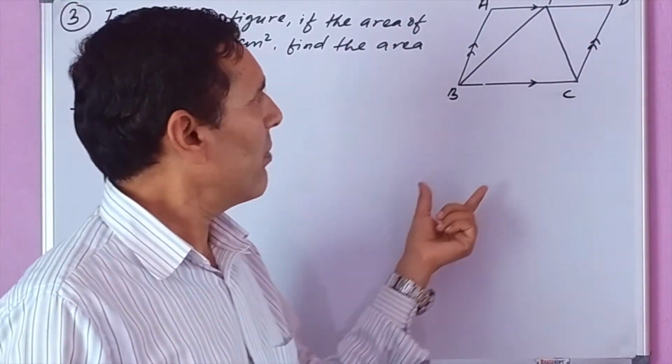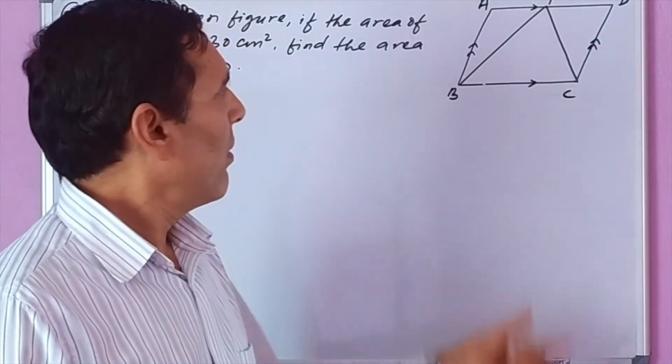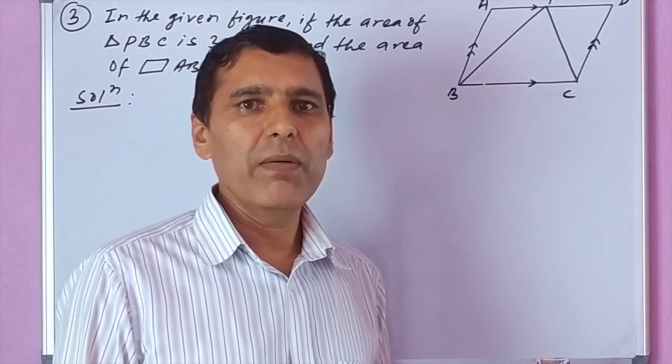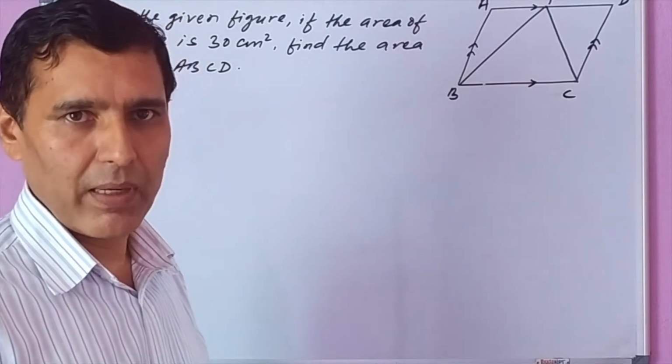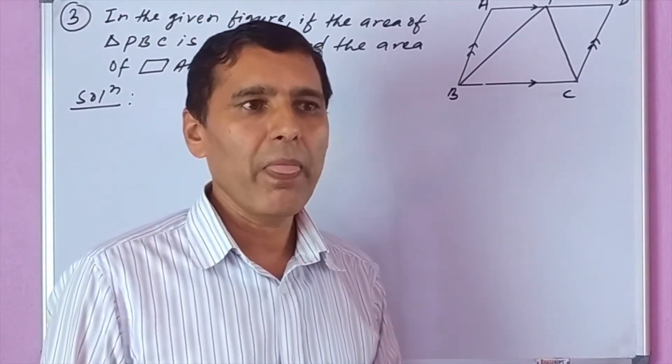We use one theorem to find the area of parallelogram ABCD here. If a triangle and a parallelogram are standing on the same base and between the same parallel lines, the area of the triangle is half of the area of the parallelogram, or the area of the parallelogram is double the area of the triangle.